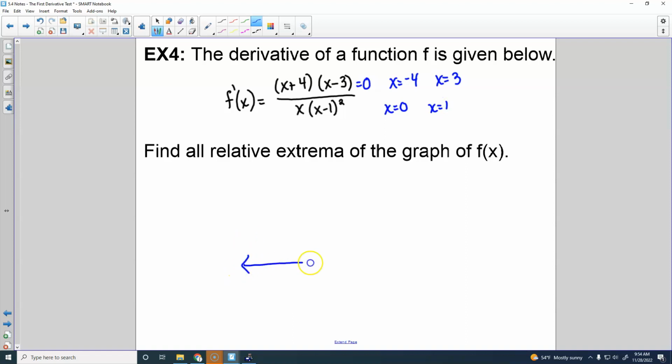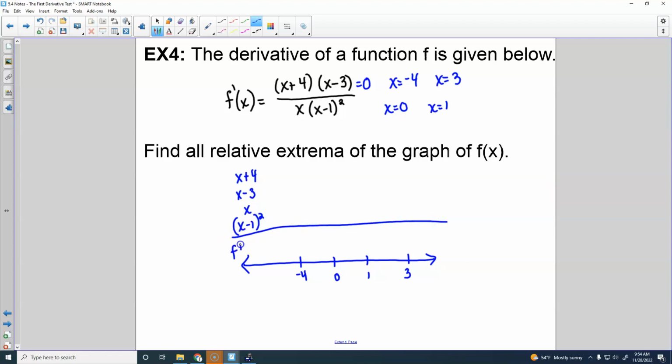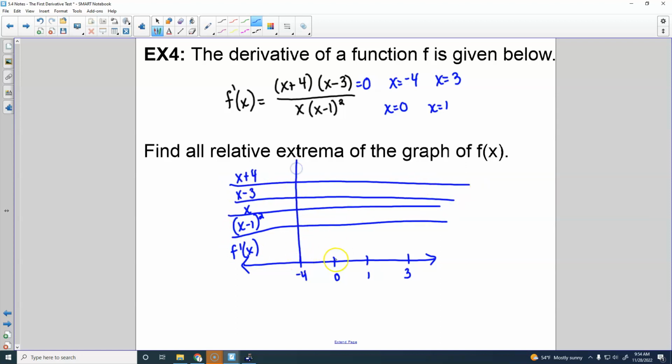So on our table, we would have -4, 0, 1, 3. And then I'm just going to list all of the pieces. So I've got x plus 4, x minus 3, I've got an x, and I've got x minus 1, but that x minus 1 is squared. And so f prime of x will be last there. So I'll make myself a chart here.